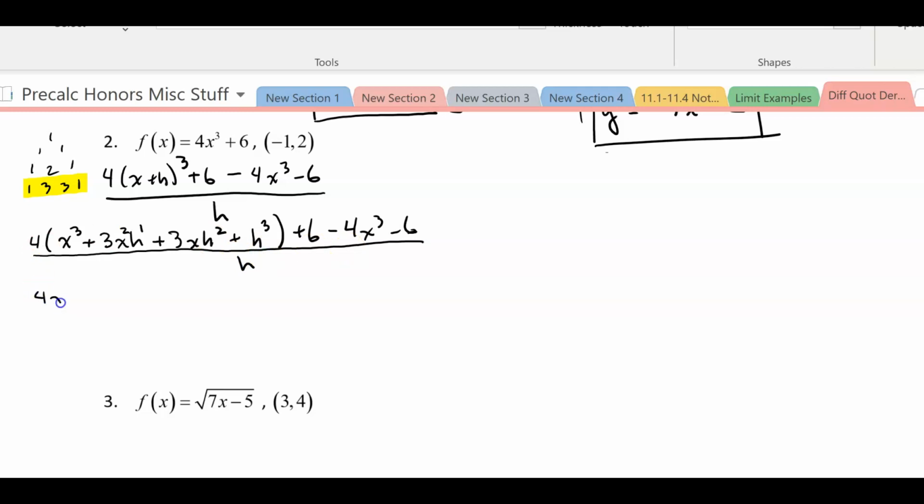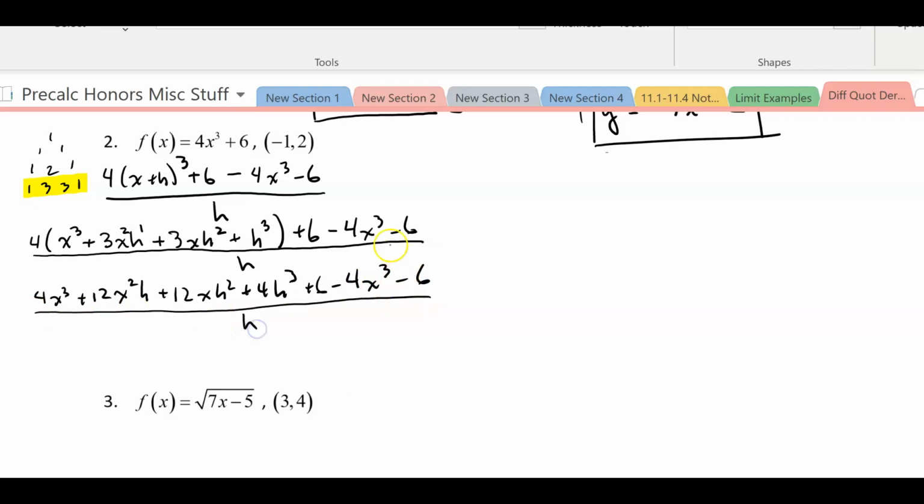So I'm going to have 4x cubed plus 12x squared h plus 12x h squared plus 4h cubed plus 6 minus 4x cubed minus 6 all over h. So let's see, these 6's cancel, these 4x cubes cancel, and that looks like it. That's all that cancels out.